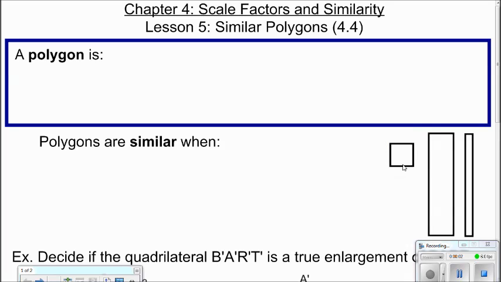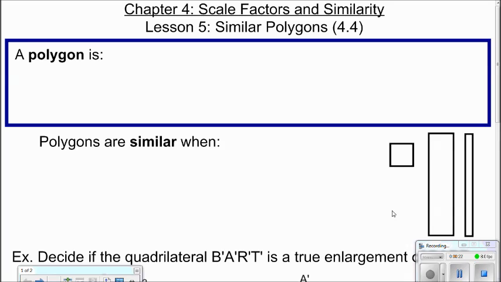Okay, so this is chapter 4, Scale Factor Similarity, lesson 5. Sorry about that, guys. So we're going to start looking at similar polygons. In the last two lessons, we looked at similar triangles, and so in this lesson, we're going to be moving to shapes with more than 3 sides.